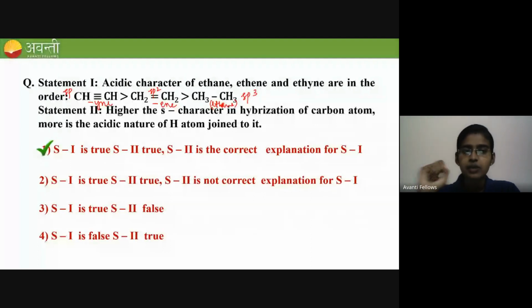So in statement 1, you can see ethyne is more acidic in nature, and also it is sp hybridized. So both are correct and 2 is the correct explanation of statement 1. Good. So we will move on to the chemical reactions of alkynes now.